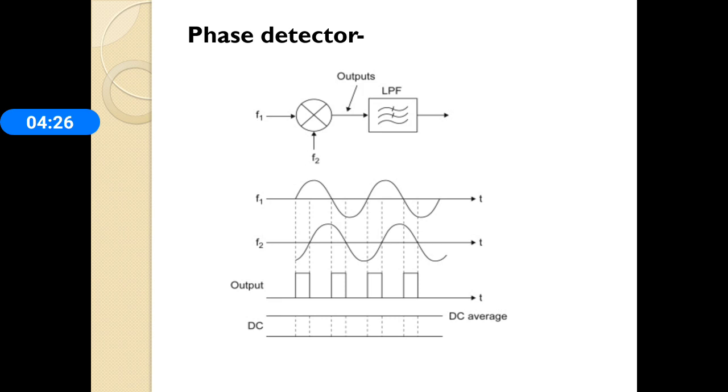This DC voltage is then passed on to the low pass filter. The low pass filter removes the high frequency noise and produces a steady DC level. We denote this as VF, that equals Fi minus F0. Here the VF also represents the dynamic characteristics of the PLL.